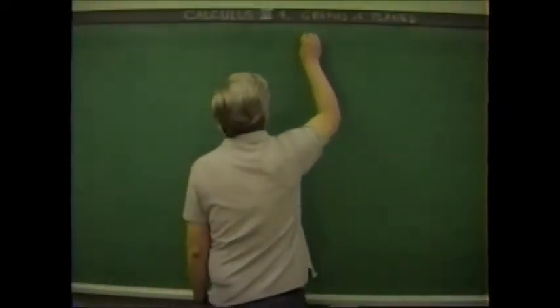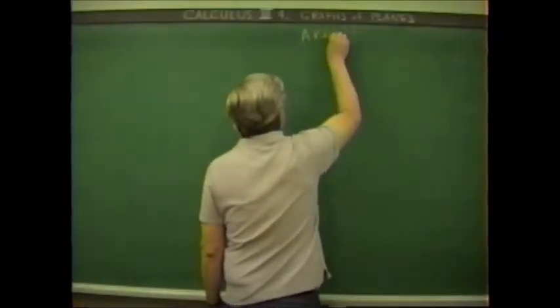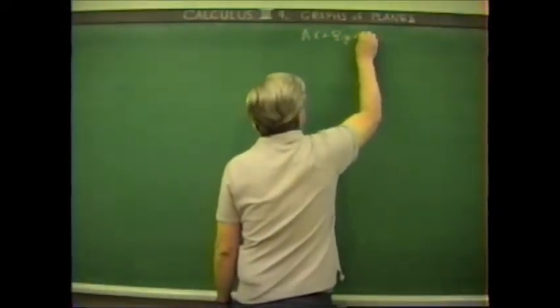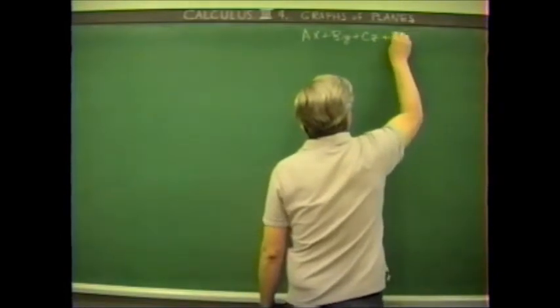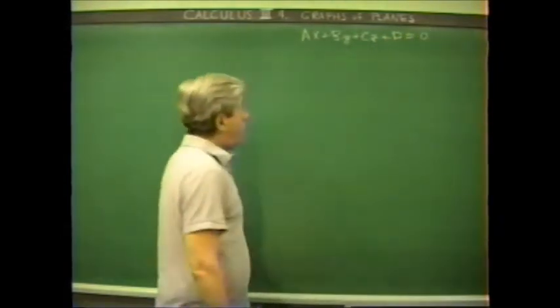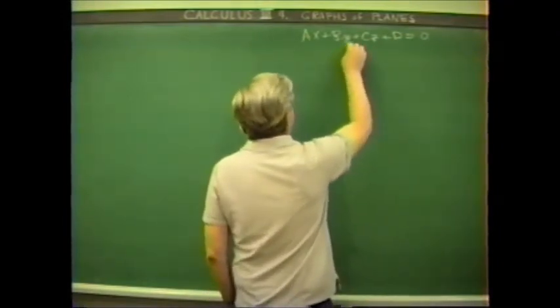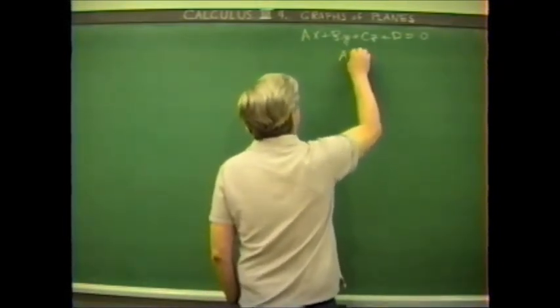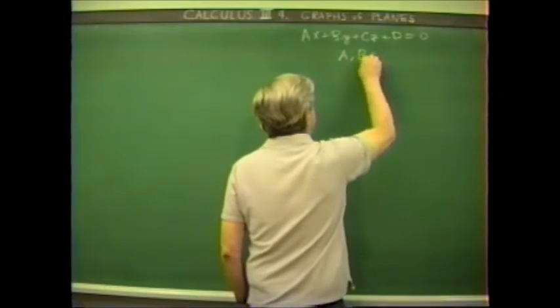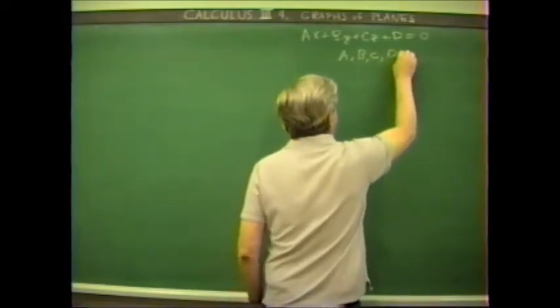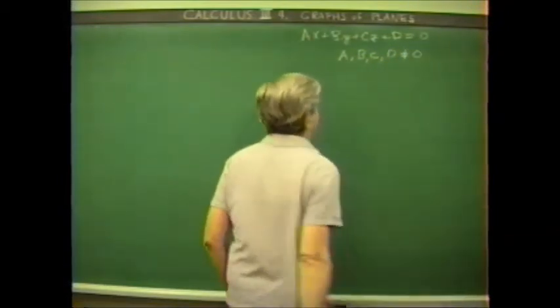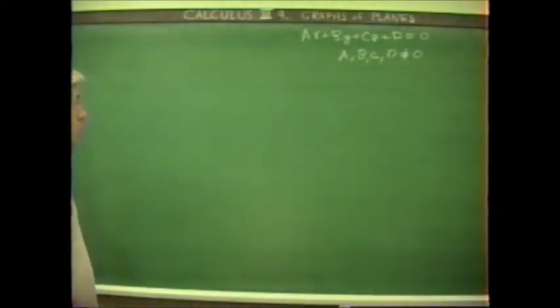We're going to begin by looking at graphs of planes. Equations of the form ax plus by plus cz plus d equals 0 give you a plane for a graph. We're going to consider, first of all, where a, b, c, and d, in particular d, are not equal to 0. So if all four of these are not equal to 0.